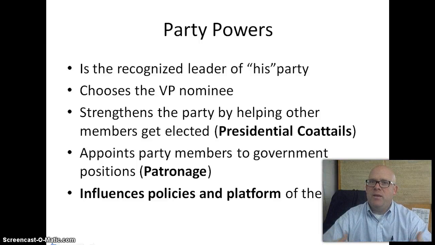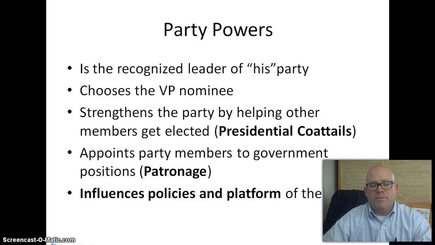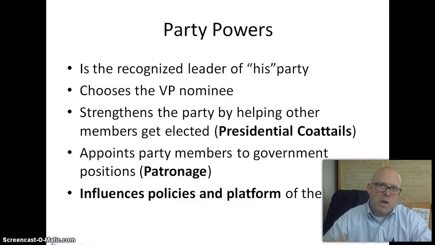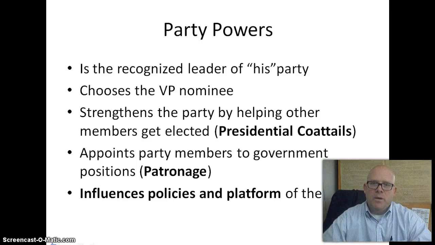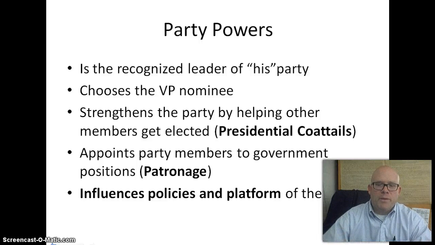This has not been as strong an indicator in recent years, particularly when presidents are in their second terms. He's also going to appoint party members to government positions. You know, good Democrats are going to fill jobs in the White House staff. They can fill positions in different executive departments, and the president can use patronage or the plum book to fill thousands of positions when a new president comes into office. He also can definitely influence the policies and the official platform of his political party to shape or guide the future or the progress of that political party.